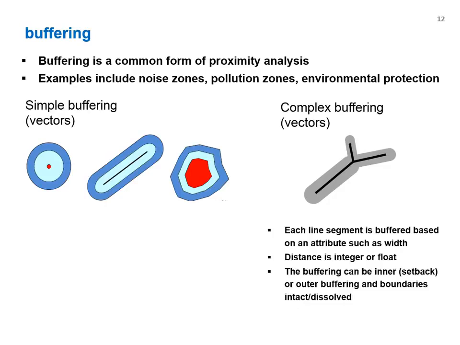However, in complex buffering, the zone of influence can vary. For example, primary roads can be buffered a larger distance than secondary roads to represent the fact that maybe noise levels might be greater on primary roads.